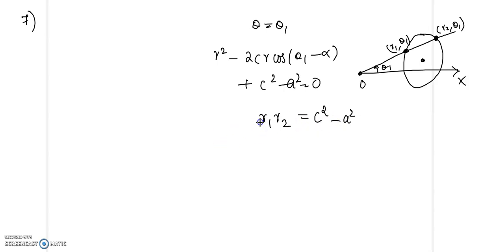So therefore, when you take a secant line, the product of the distances with respect to the pole, that is, origin to the first point and origin to the second point, those distances being r1 and r2, this product will always remain a constant. This product will always be equal to c square minus a square. So that is the result. So let us write the result.